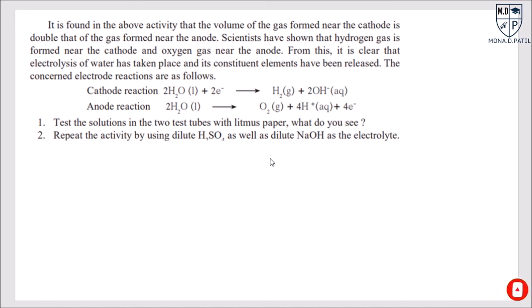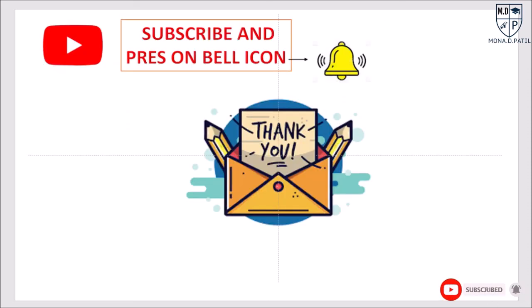So this is about the whole lesson. Here we finish the lesson acids, bases and salts.